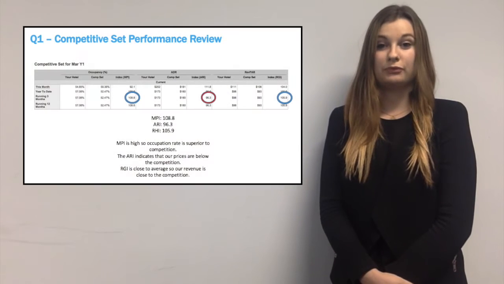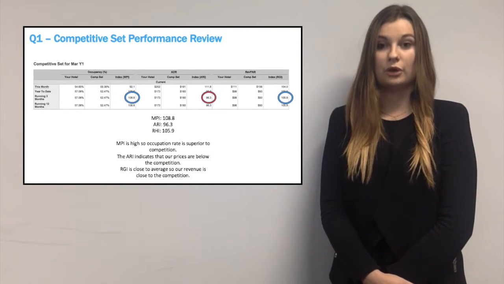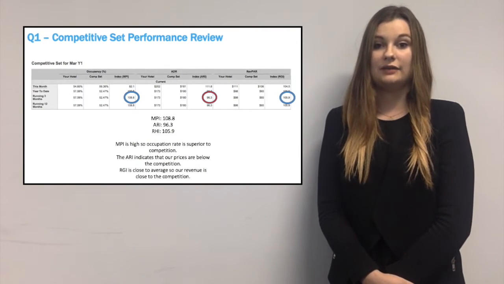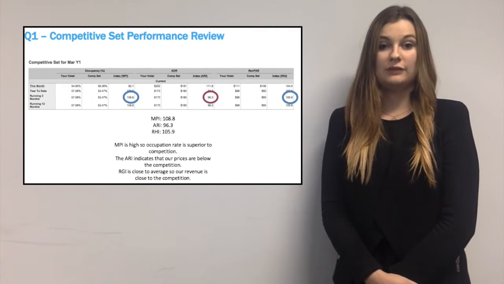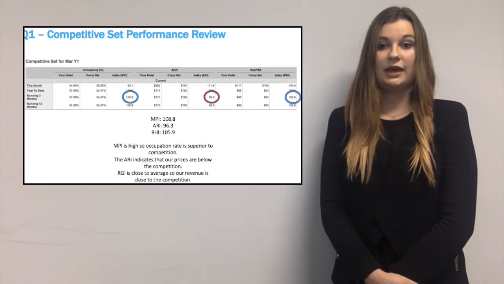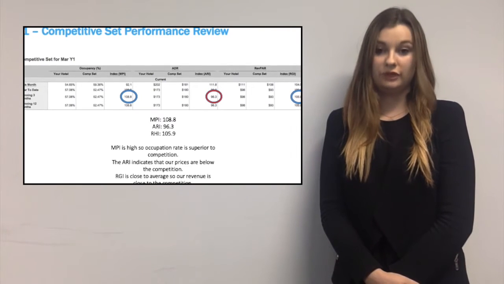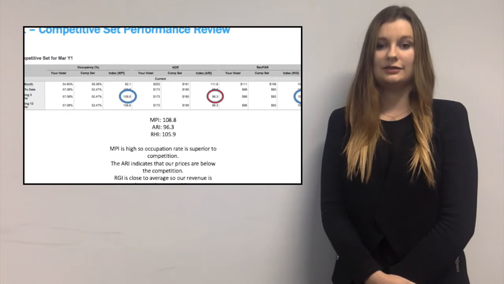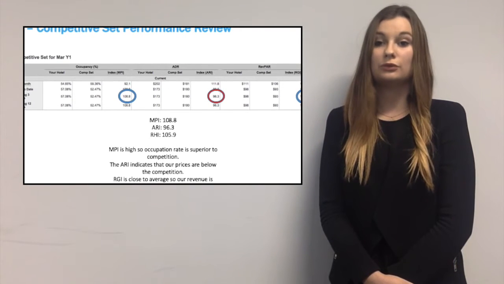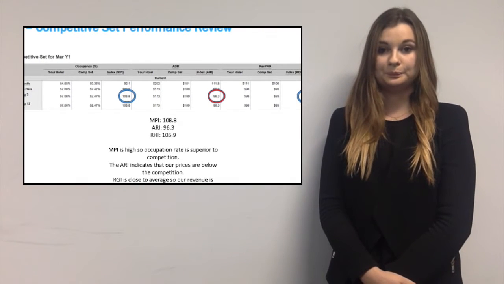This table shows the performance review and competitive set for March. We can see that the MPI index is high, so our occupancy rate is superior to our competitors. The ARI index indicates that our prices are below the competition, and to finish, RGI is slightly above average, so our revenue is close to other hotels.